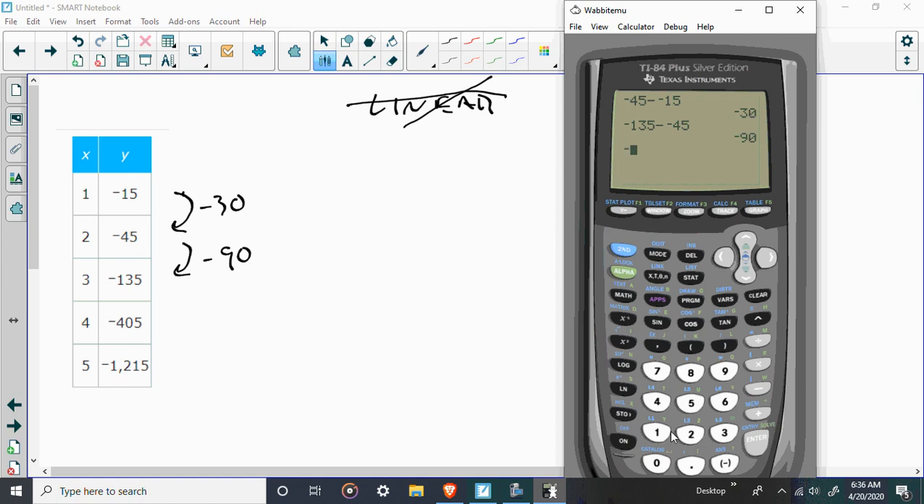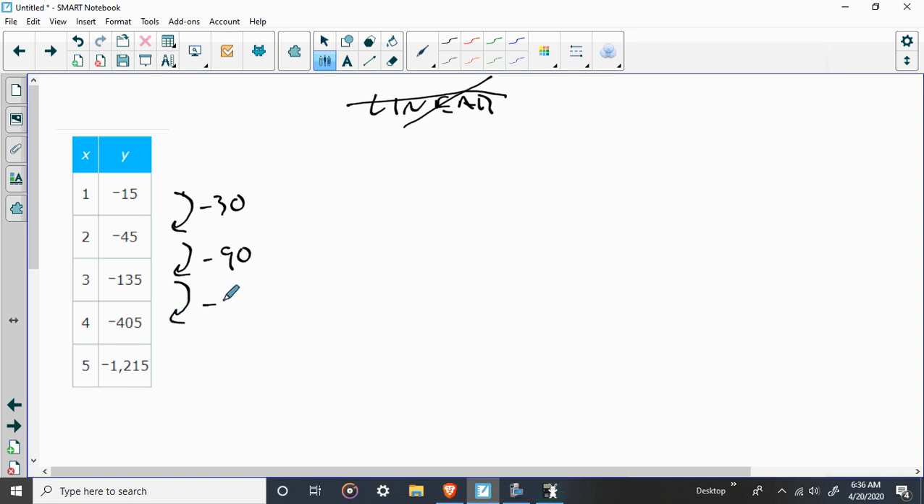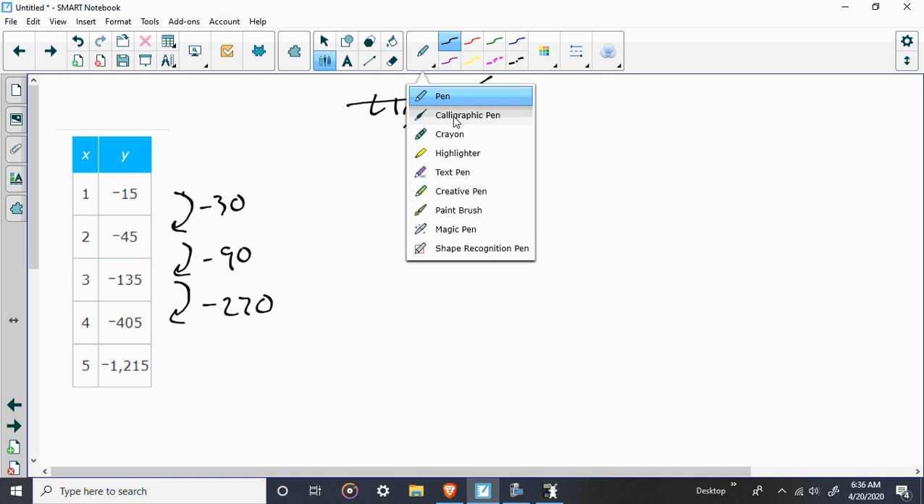So we're saying negative 405 minus negative 135. Okay, so again, see what I did? I subtracted these numbers, I subtracted these numbers, now I'm going to subtract these numbers. And what did I get? Negative 270. Okay, now we need to tell, is this quadratic?